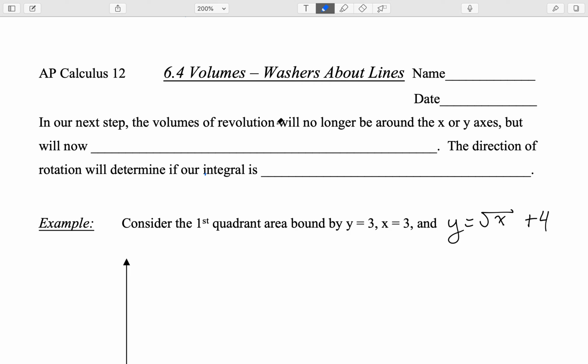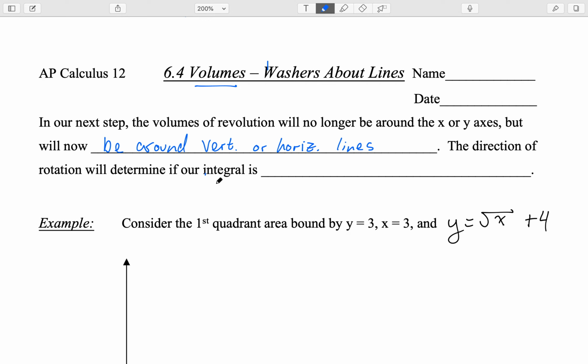This last section we're going to be looking at, once again, volumes of revolution. These are going to be washers, so they're hollow, but they're no longer just around the x or y axes. In this next step, these volumes of revolution will now be around lines, so vertical or horizontal lines. So they're going to be in the same direction as the x and y axes, okay?